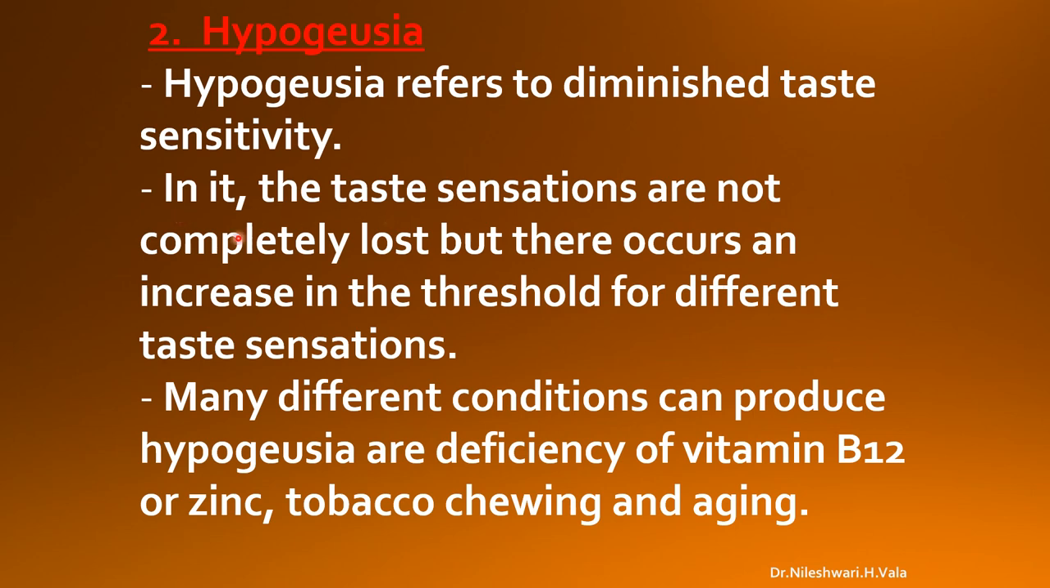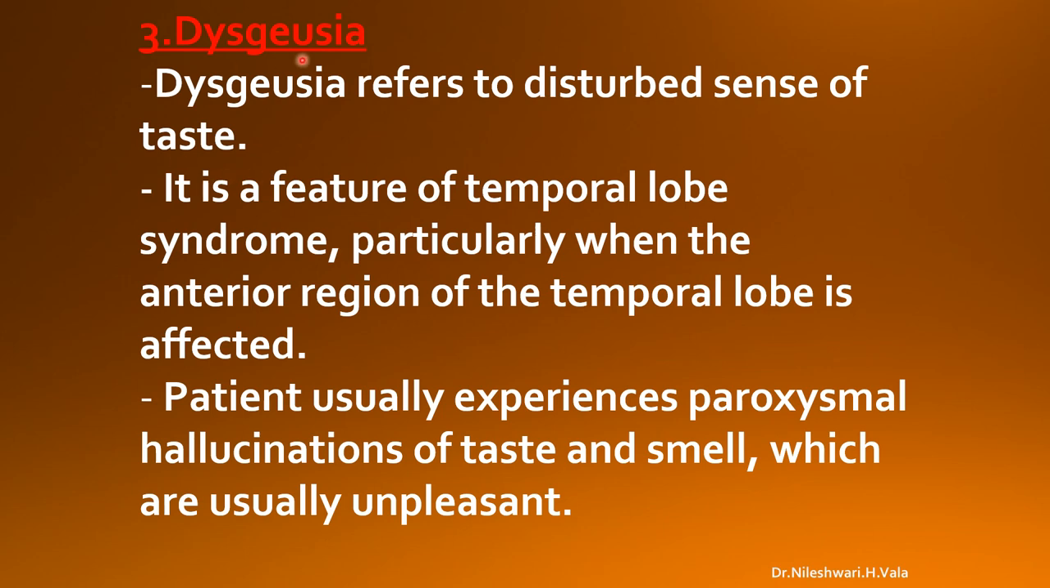In this, the taste sensations are not completely lost, but there occurs an increase in the threshold for the different taste sensations, and many different conditions can produce hypogeusia: deficiency of vitamin B12 or zinc, tobacco chewing, and aging. Then dysgeusia, that refers to disturbed sense of the taste. It is a feature of the temporal lobe syndrome, particularly when the anterior region of the temporal lobe is affected, and the patient usually experiences paroxysmal hallucination of the taste and smell, which are usually unpleasant.